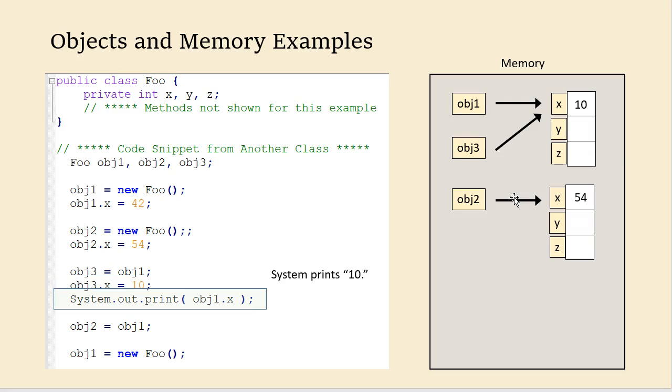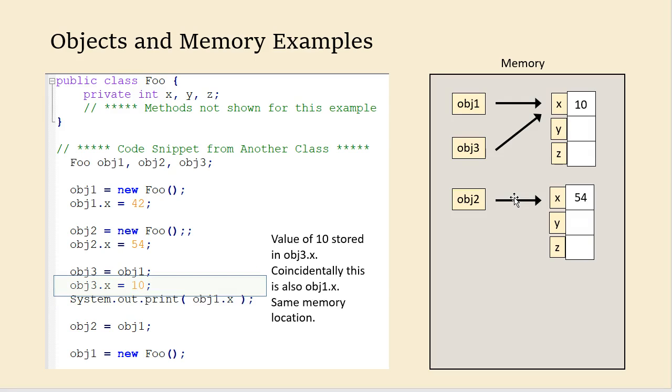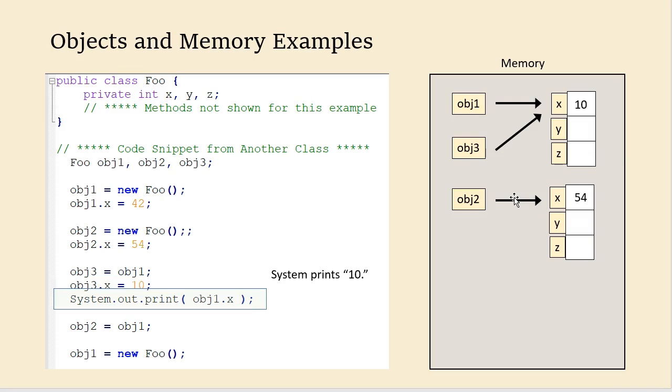So now on the next line of code, when I say, okay, let's print out what object1.x is, well, it's going to be 10, because remember, object 3 and object 1 pointed to the same memory space. So when I change the value of object 3.x to 10, that's the same memory space that object 1 is pointing to. So when I say print out object1.x, that memory space has the value of 10 in it.